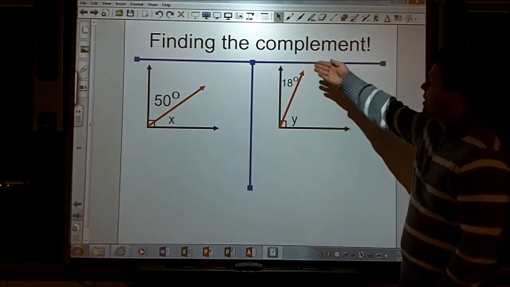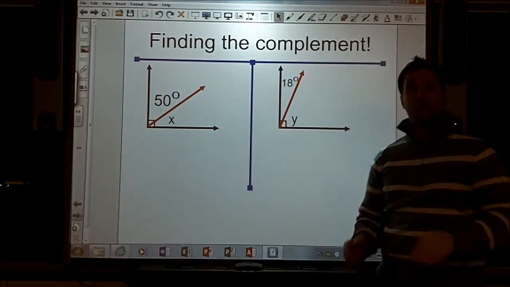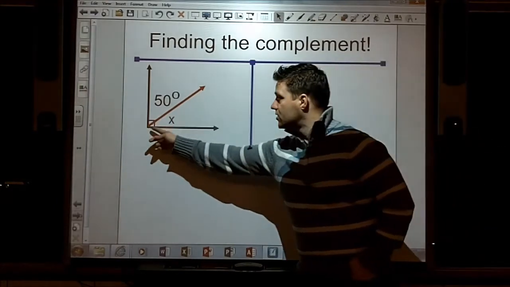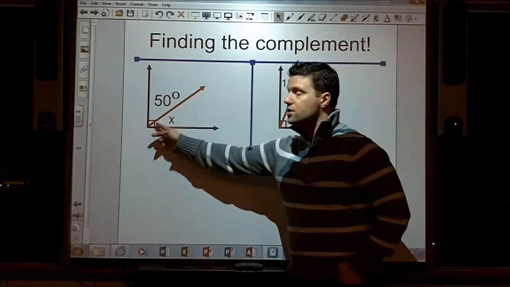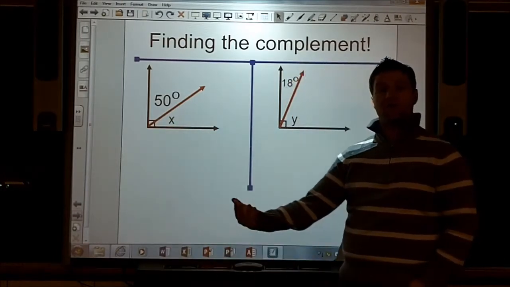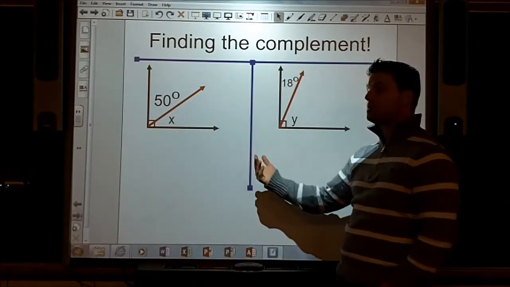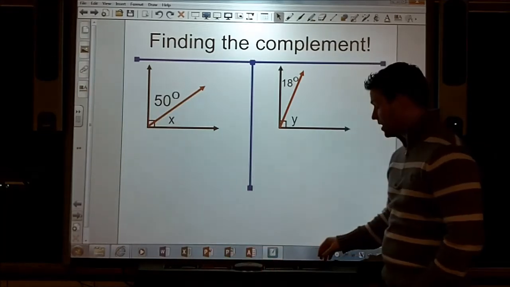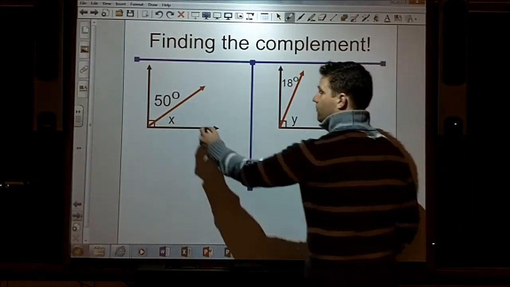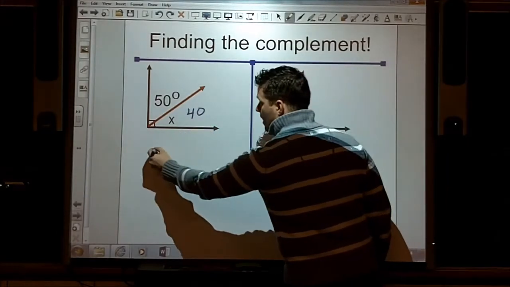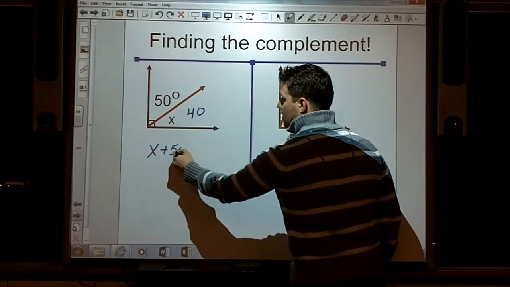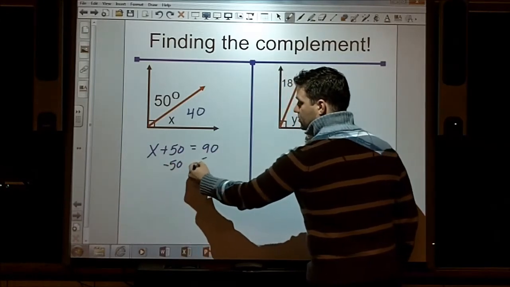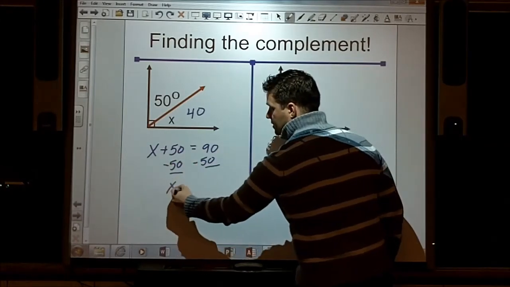Now we're going to do something called finding the complement. Complementary angles have a complement. If we have a 90-degree angle and we've cut it into 2 parts and one of them is 50 degrees, what is its complement? What does it take to get it to become 90 degrees? Well, we need 40 more degrees. X plus 50 equals 90, and I'm solving using algebra. X is equal to 40.